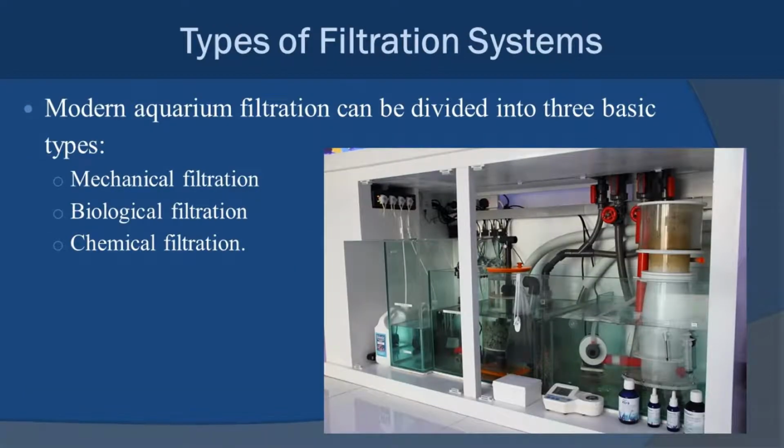So there are three major types of filtration that we're going to talk about: mechanical filtration, biological filtration, and chemical filtration. Now, we employ almost every one of them in most aquariums to some degree or another. And of course, you get really high-tech aquariums like the one pictured here with all the bells and whistles. And then, of course, you have ours, which are a little bit less. But they pretty much rely on the same principles.